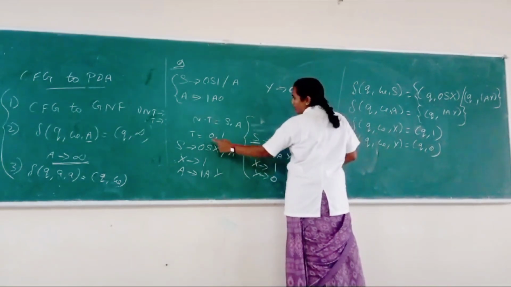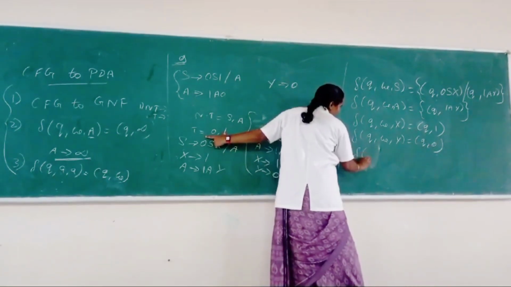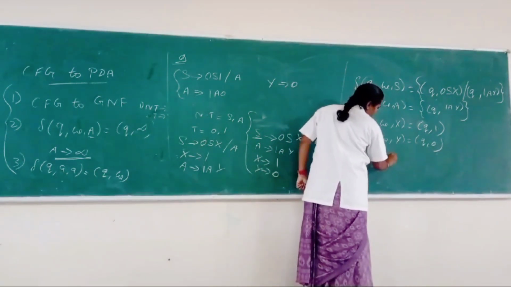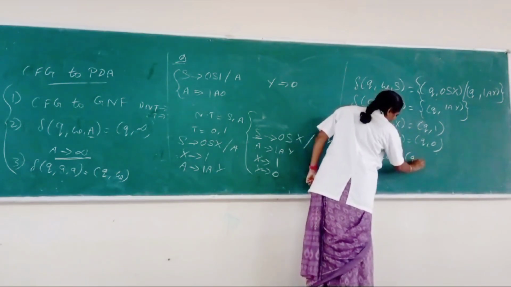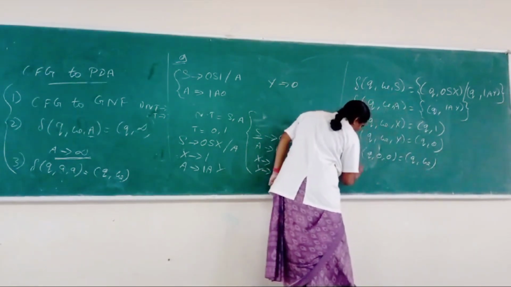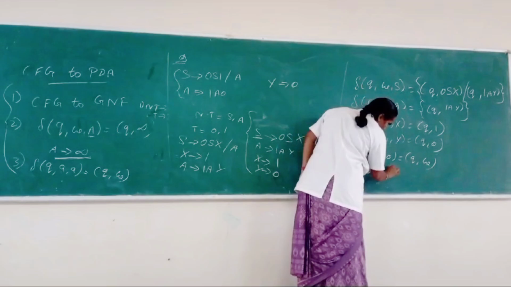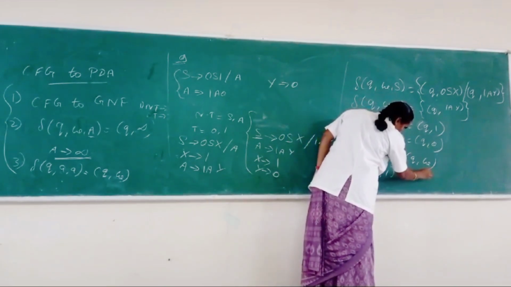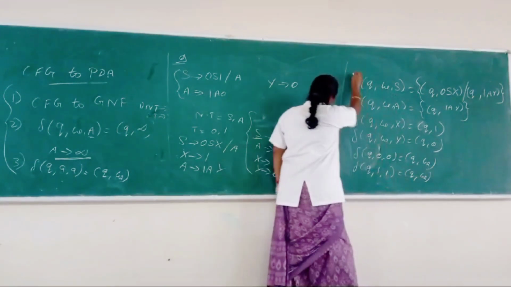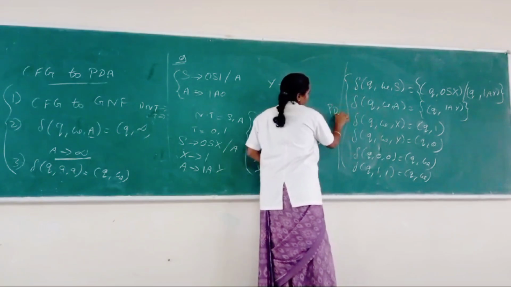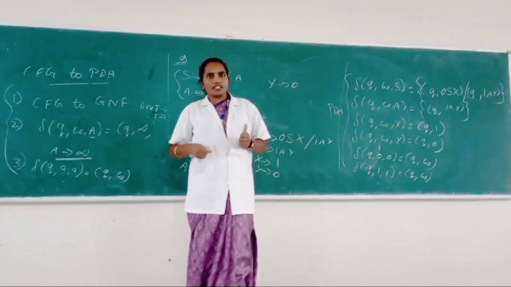Here 0 and 1 are terminals, so transition function of q comma 0 equal to q comma epsilon. Transition function of q comma 1 equal to q comma epsilon. This is the PDA for the given context-free grammar.